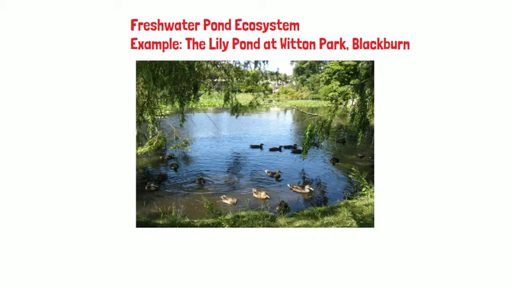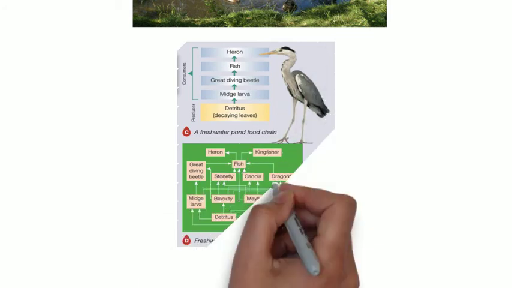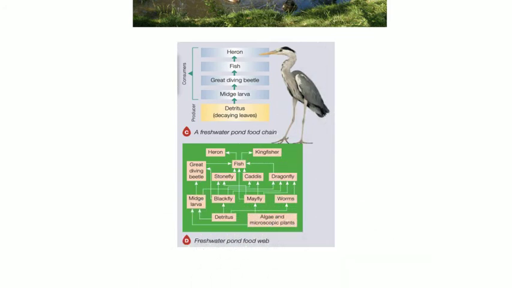So here we have a nice picture to give an example of what a lily pond or a pond ecosystem would potentially look like. And here we have our freshwater pond food chain and also a freshwater pond food web. So we've got our producer at the bottom and then obviously our consumers following up from there.